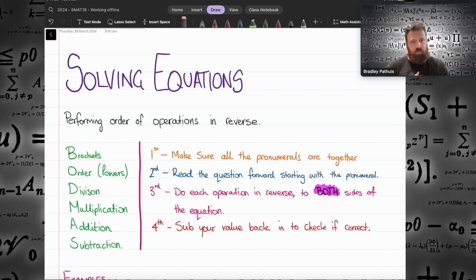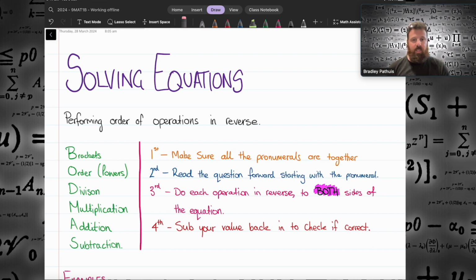So solving equations, as a mathematician, the first thing I do is look at my question, and the thinking that goes on inside my head is, rightio, are all my pronumerals together? Are all the variables, pronumerals, same thing, together? Is there a single term that's describing that? If they aren't, I'm going to simplify my expression. I'm going to collect the x's together, collect the like terms together.